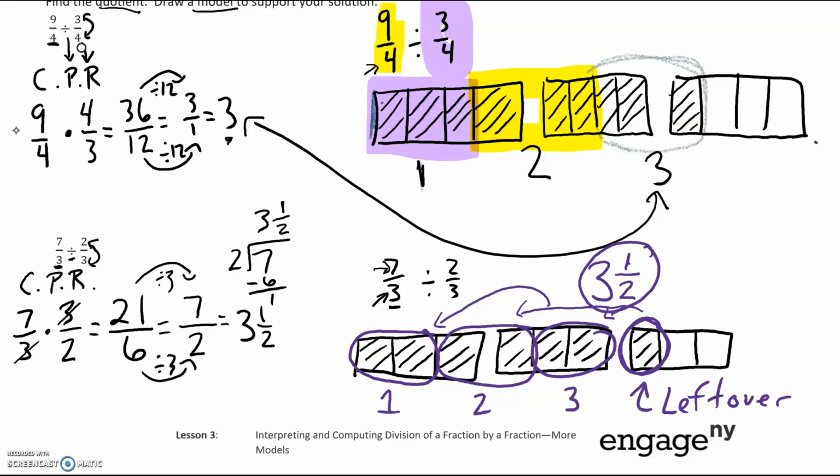The nice thing is if I'm not sure with my model, I can use my CPR method to check. And look, they are the same. All right, that's it for your homework for tonight.